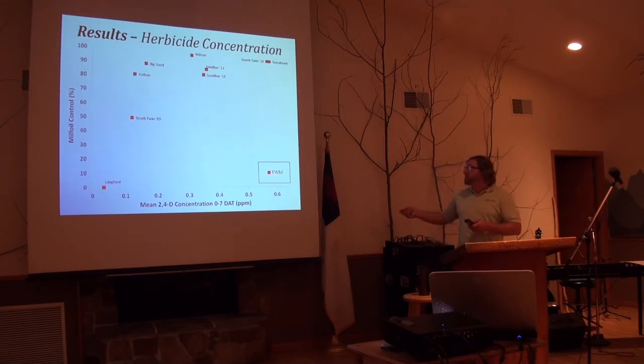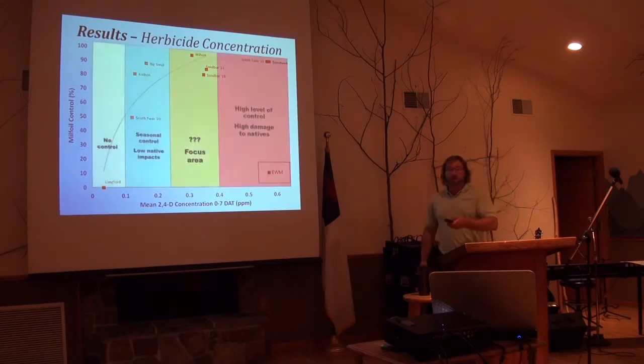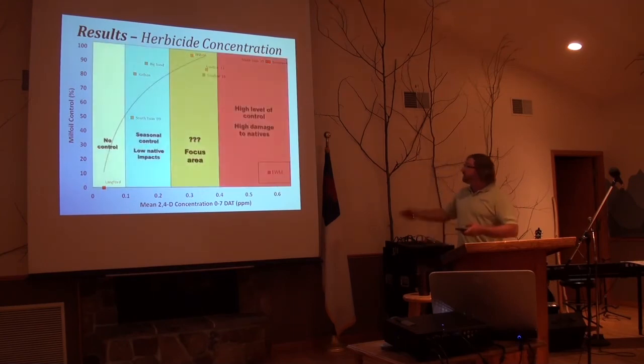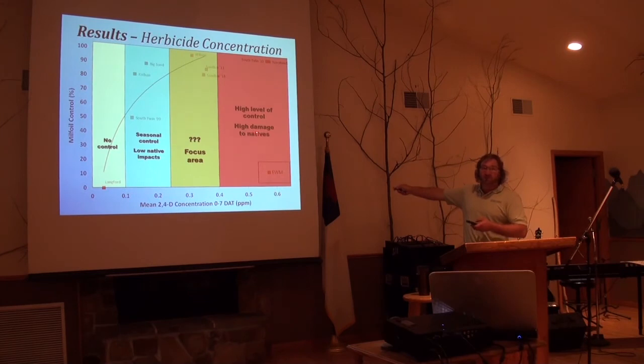So here is Eurasian water milfoil on some lakes. We measured the herbicide in the water from these lakes. This is the 0 to 7 day average, and you can see if we got in the 0.4 parts per million, we're getting 90 to 100% control. If we're closer to this 0.2, you can see 50% control. And these data show that if we're in this range above 0.4, there's a high level of control, but we're starting to damage our native plants. If we go over here, we're getting seasonal and low impact, so this is really our focus area when doing these types of treatments.